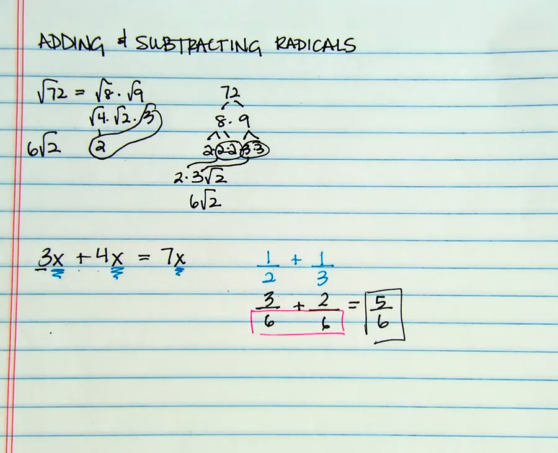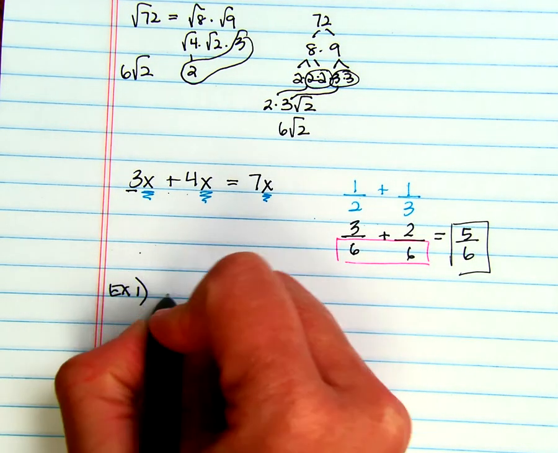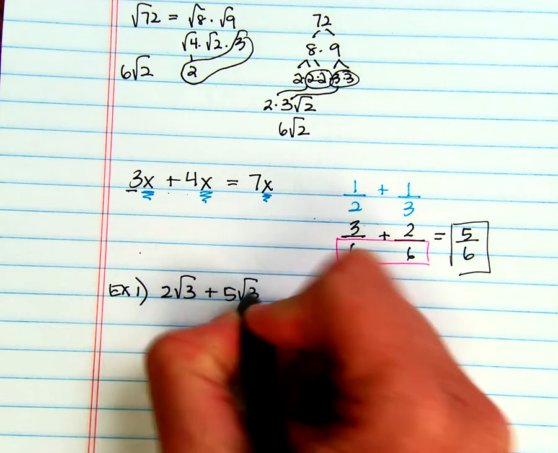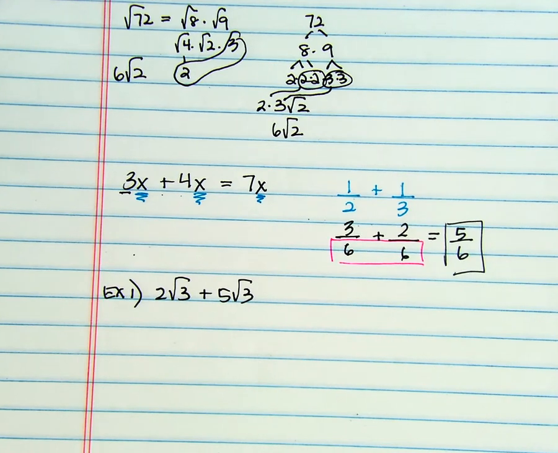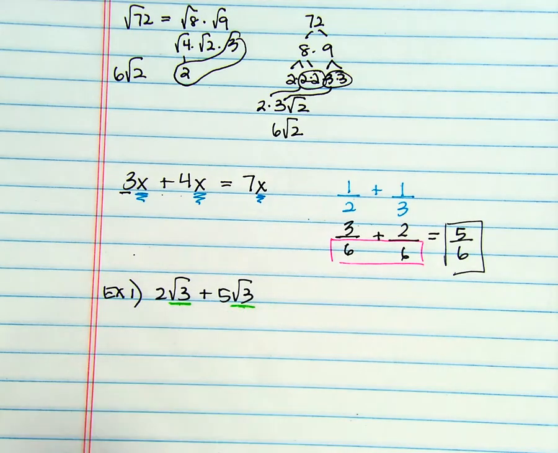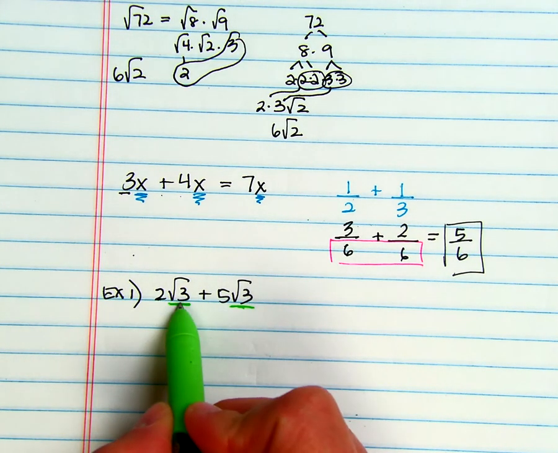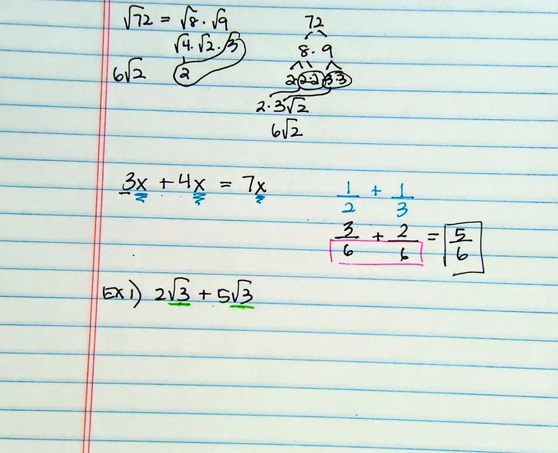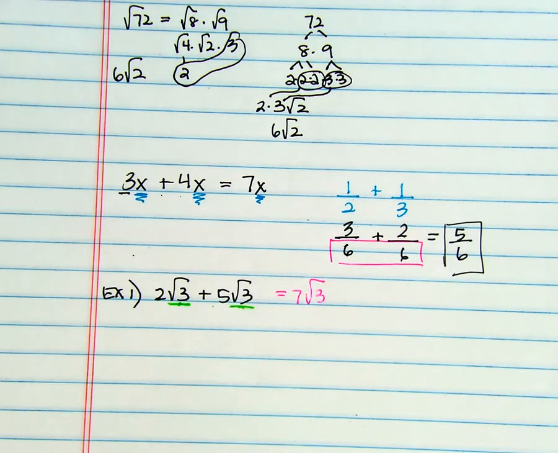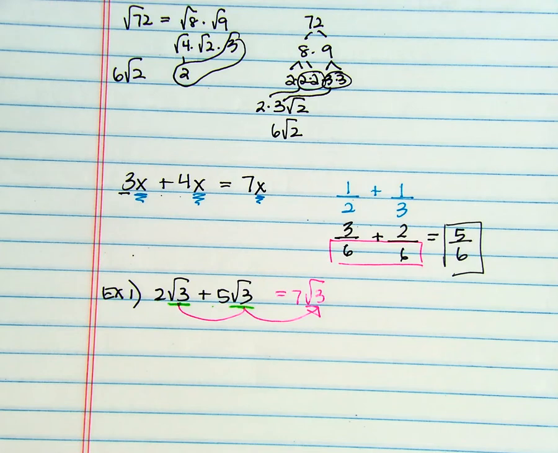Okay, so let's start our radical examples. Example 1, we have 2 radical 3 plus 5 radical 3. These are like terms because they have the same number under the radical, square root of 3. So if I have 2 square root of 3's plus 5 square root of 3's, that gives me 7 square root of 3's. Notice the radical stayed the same. It did not change.